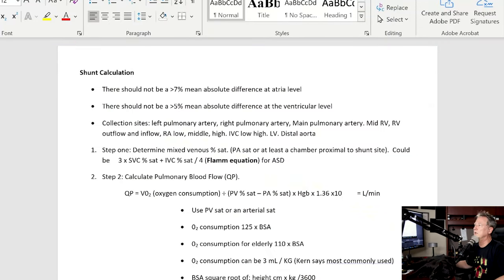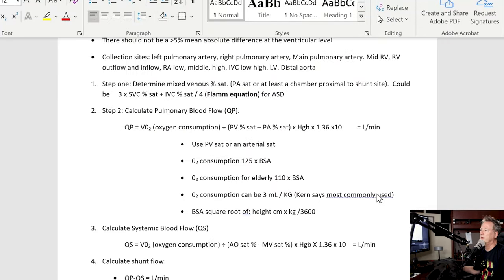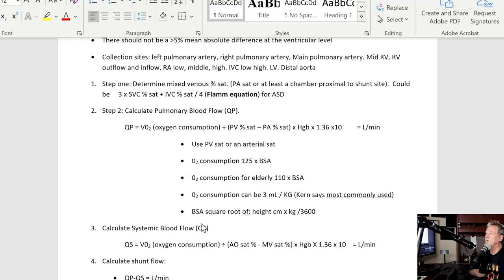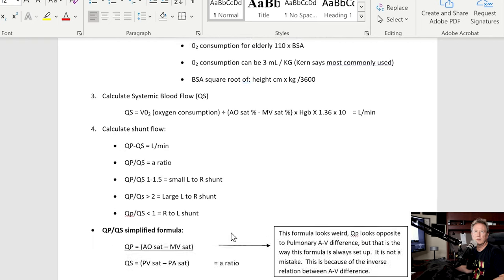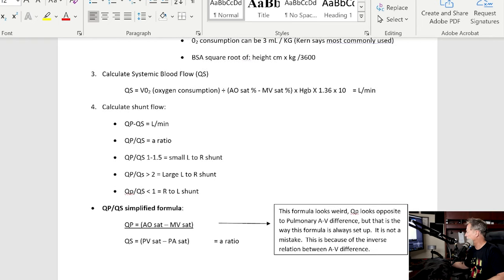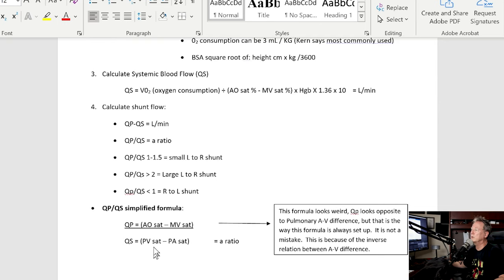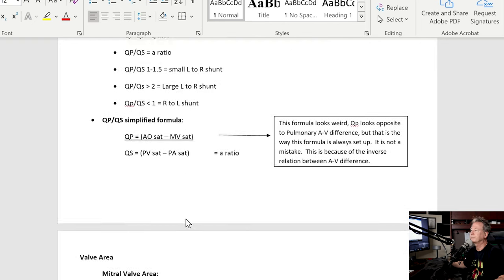So here, and I'll try to leave a link where you can download this as a Word document or a PDF. I'm not going to go through all of these, but we have shunt calculation: how to calculate systemic blood flow, pulmonary blood flow, and the different ways of calculating the shunt flow, as well as the simplified formula that I often use to calculate shunt.